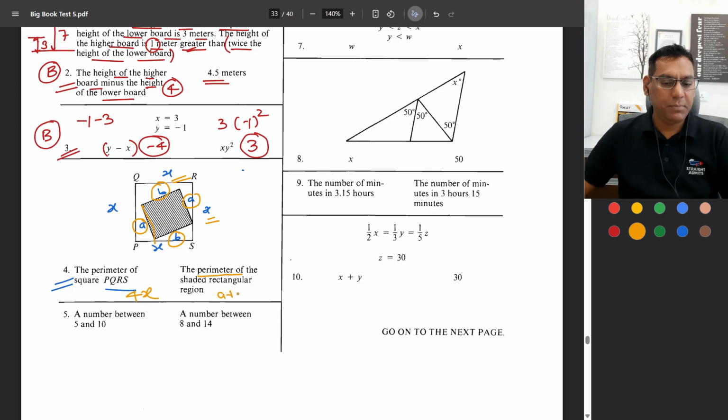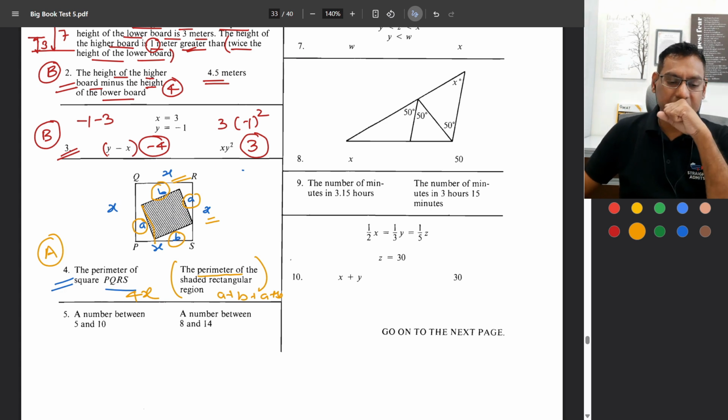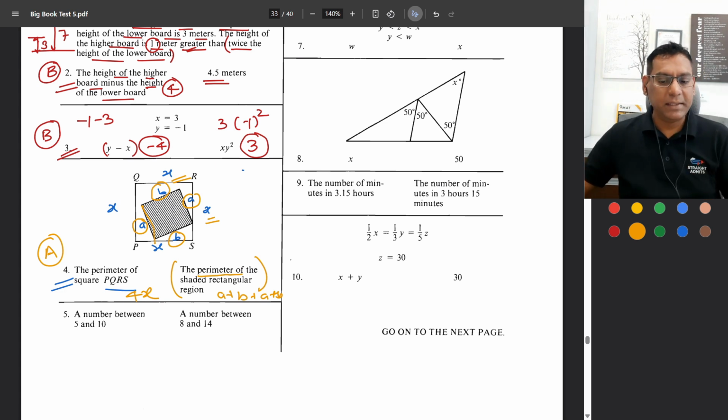The perimeter here is a plus b plus a plus b. Each of these things is smaller, so obviously this is also going to be smaller. So the answer is going to be A. That's a very simple way to look at this, but there is one complication in this. Let's look at that complication.